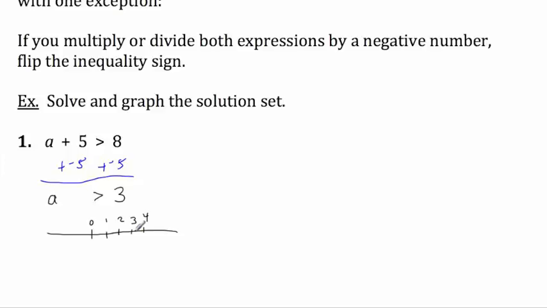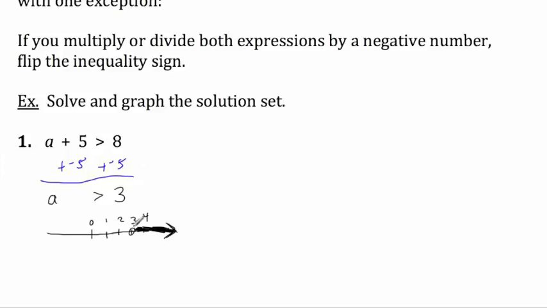So to show what a can equal, we're going to put an open dot on 3. The open dot means that we cannot include 3 as part of our solution set. A cannot equal 3. But when we shade to the right, we're showing that a can equal anything that's greater than 3, but it cannot equal 3. And we put an arrow at the end here to show that it can be any number greater than 3, extending all the way through infinity.